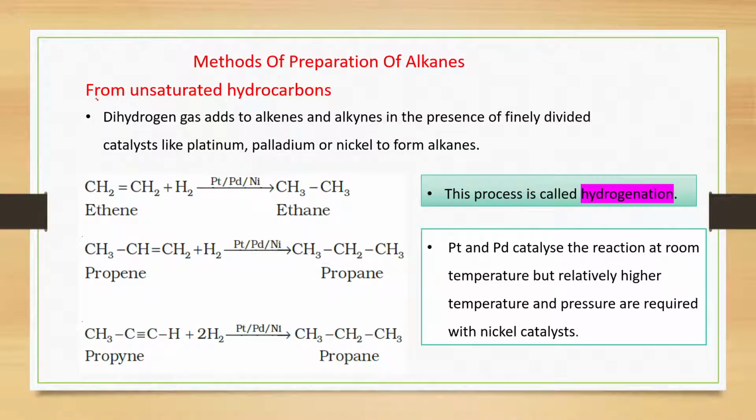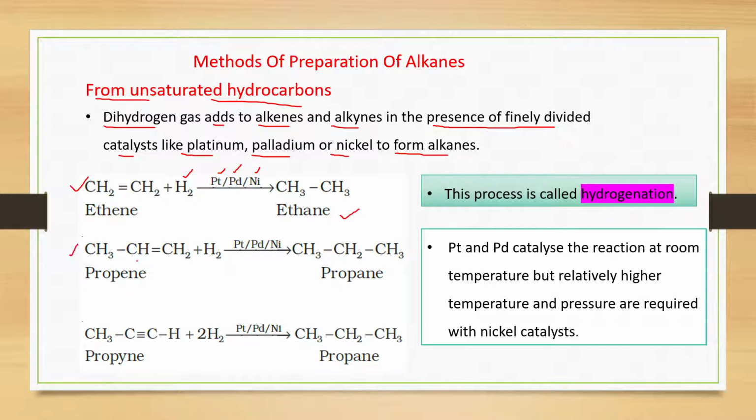First method, from unsaturated hydrocarbons. Dihydrogen gas, that is H2, adds to alkenes and alkynes in the presence of finely divided catalysts like platinum, palladium or nickel to form alkanes. See the reaction? This is ethene, CH2 double bond CH2. When added with H2 in the presence of Pt or Pd or Ni, it will convert into ethane.